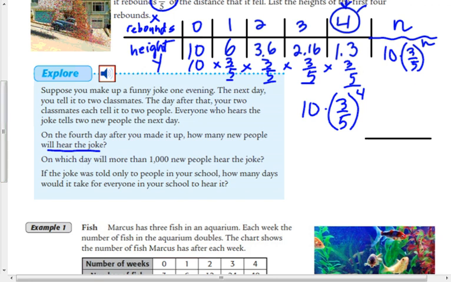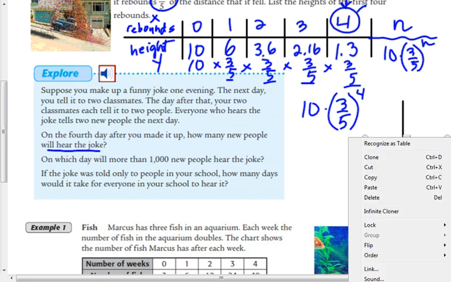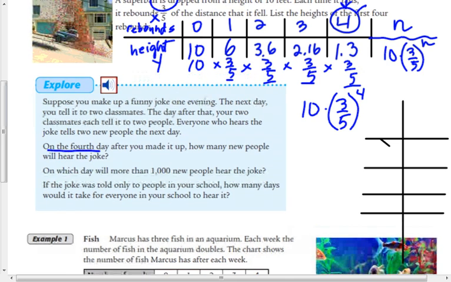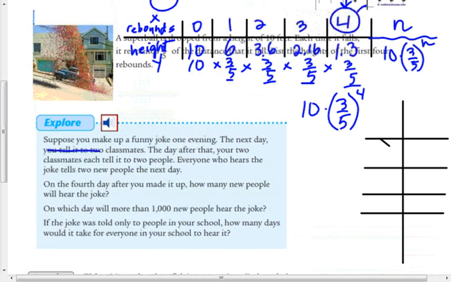So I'll just make a table here. And again, we need 4 days. Move this down a little, give me a little more room.